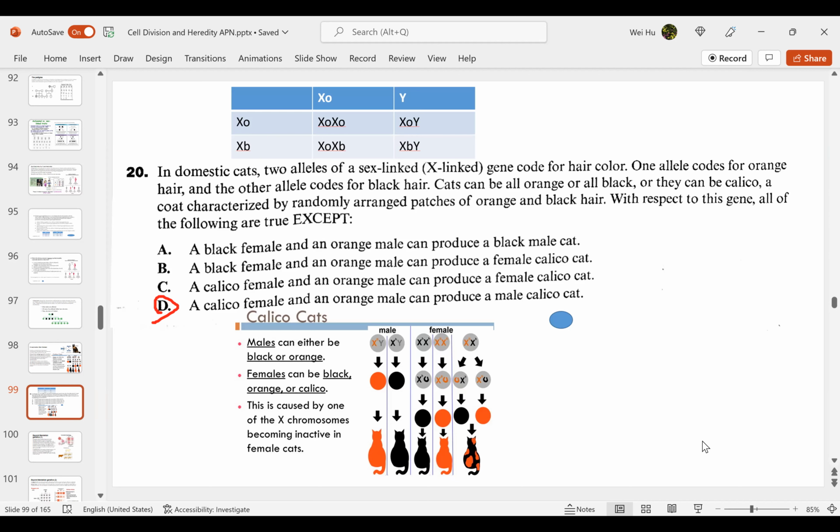Good, I got one answer. What do you think? So let's go through it together. The male cannot be a calico cat because they only have orange or black. They don't have mixed color. So number one, of course.